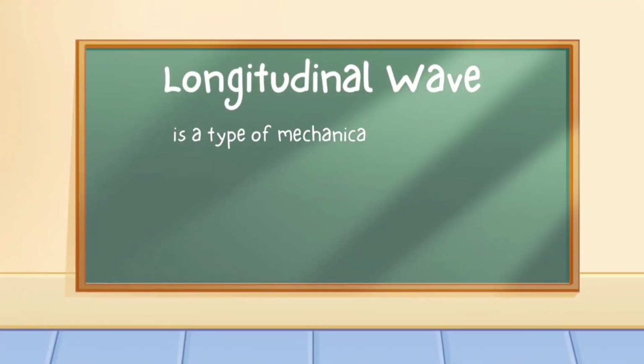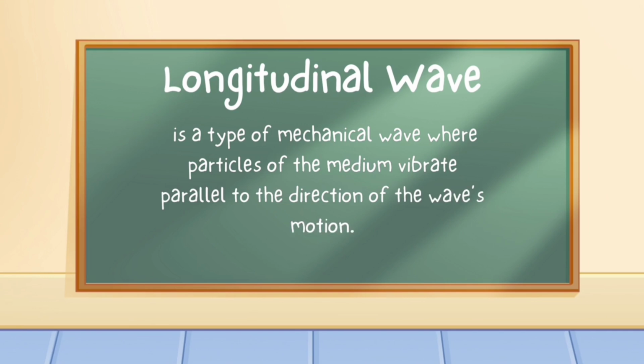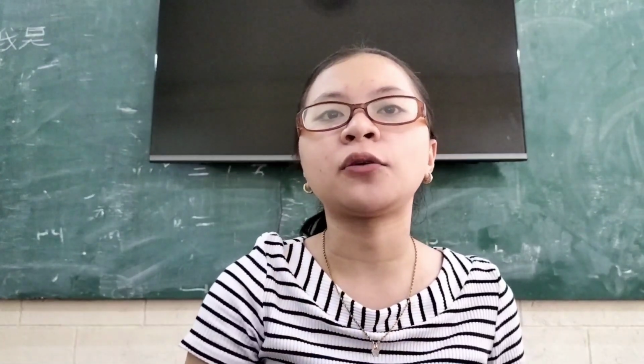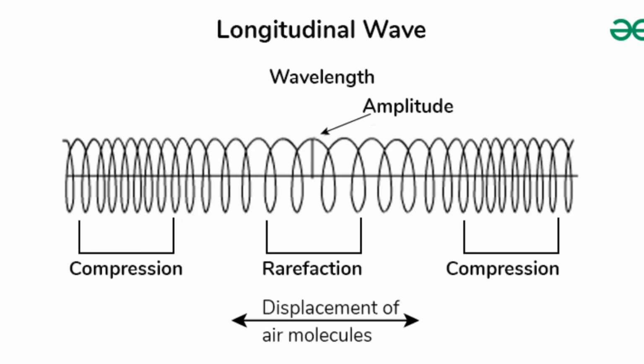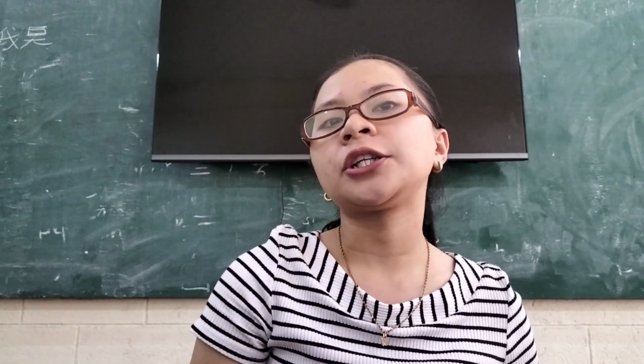A longitudinal wave is a type of mechanical wave where particles of the medium vibrate parallel to the direction of the wave's motion. If we imagine a row of tiny balls connected by springs, pushing one ball forward will compress the others. That's called a compression. And when it returns, it leaves a rarefaction, an area where the particles are further apart.